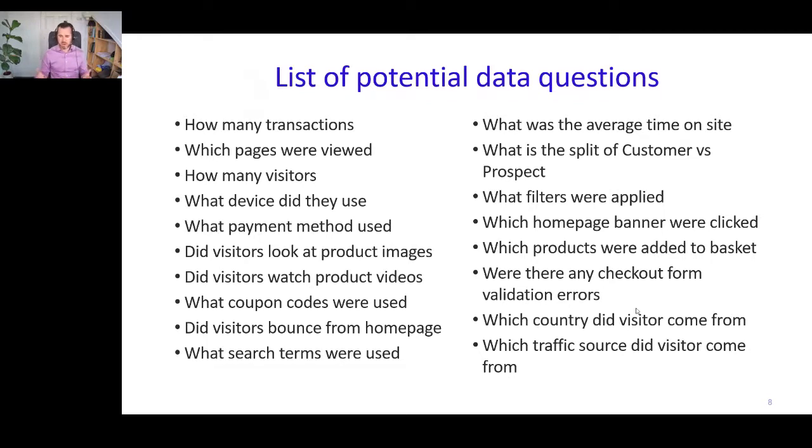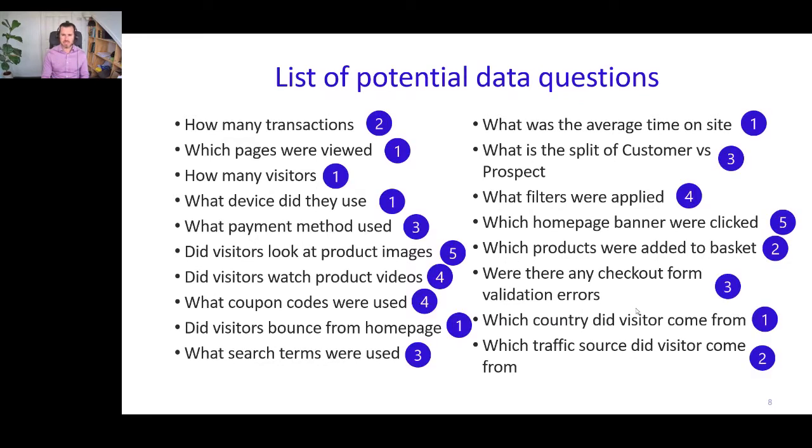To show what that means, here's a more practical example: a list of potential data questions for an e-commerce website. A quick breakdown of myself, not an exhaustive list, it's a partial list, and the numbers associated with it. Now, my numbers probably won't match your numbers. The 1s should be the things you get by default.